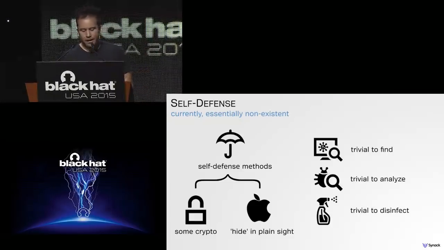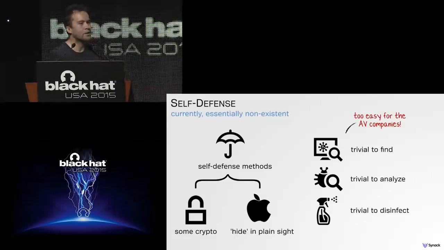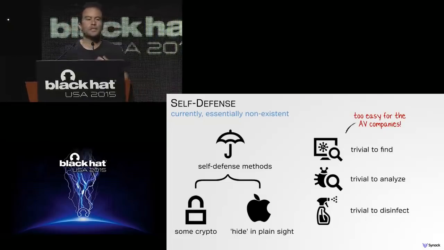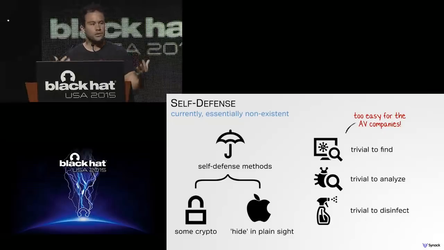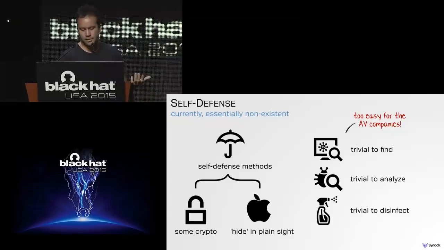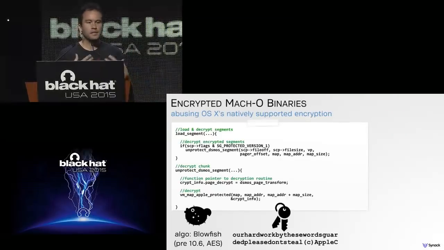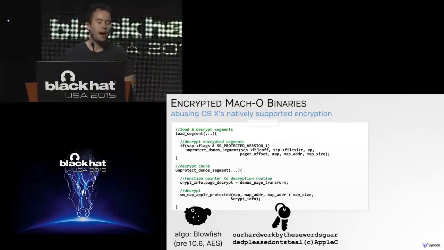So this is problematic, I think, because this makes it way too easy for the antivirus companies. It makes it really easy to find the malware, makes it trivial to analyze the malware, and makes it trivial to disinfect. So I want to talk about some self-defense techniques that I think OS X malware could or should be using. Now let's start with talking about protecting our malware.